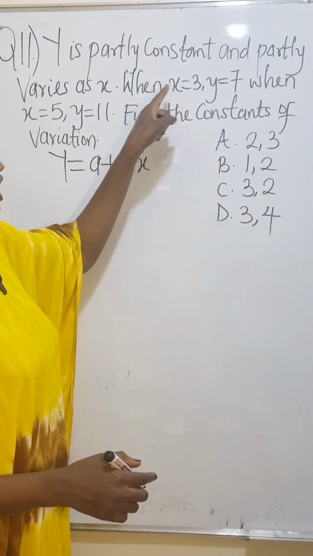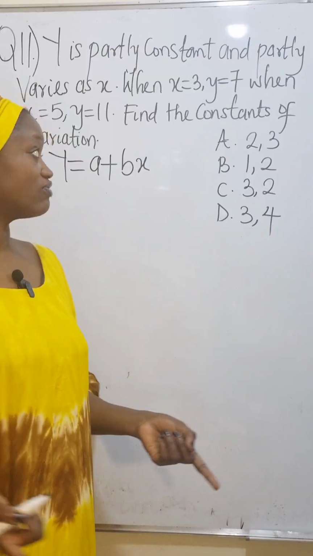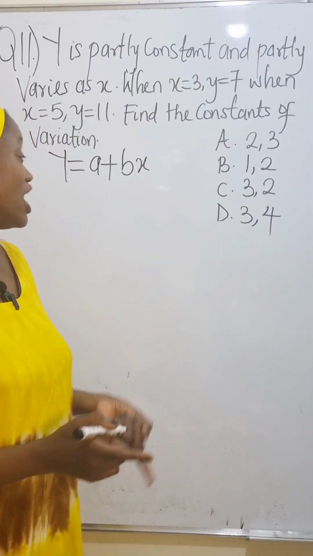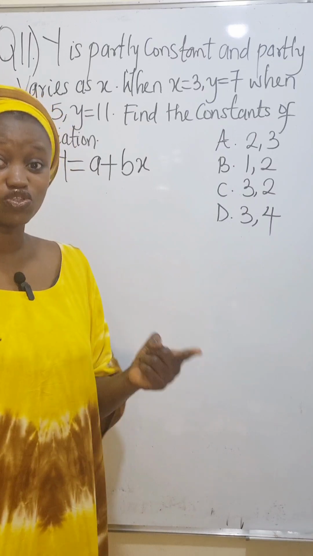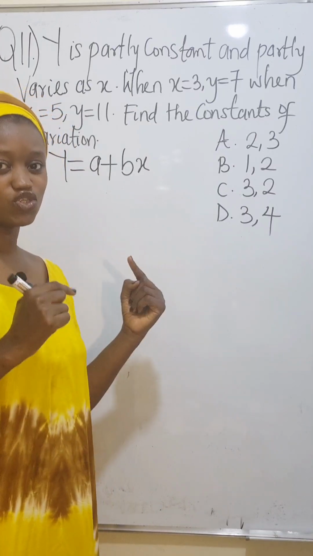So it says when x is equal to 3, y is equal to 7. So what we have to do now is to substitute. And it says when x is equal to 5, y is equal to 11. Meaning we are going to be having two equations for this question.